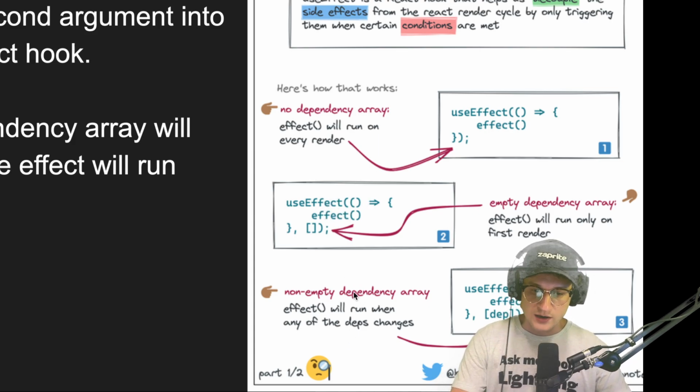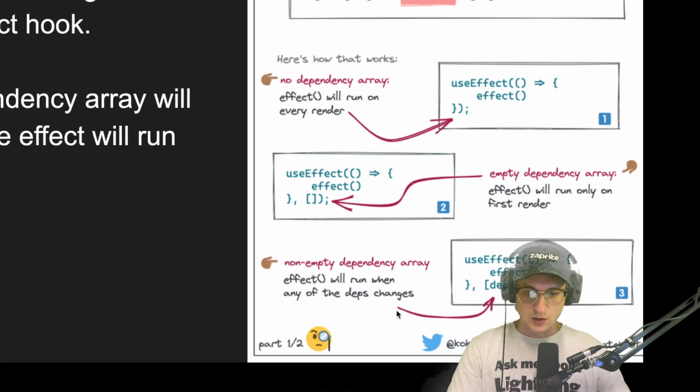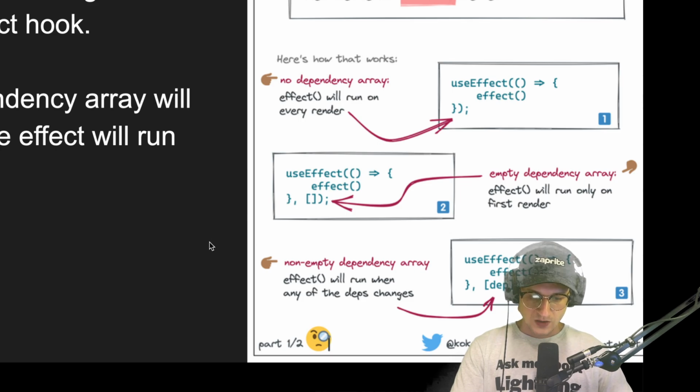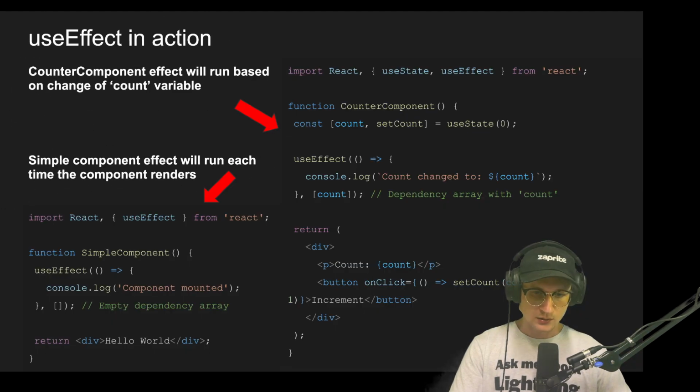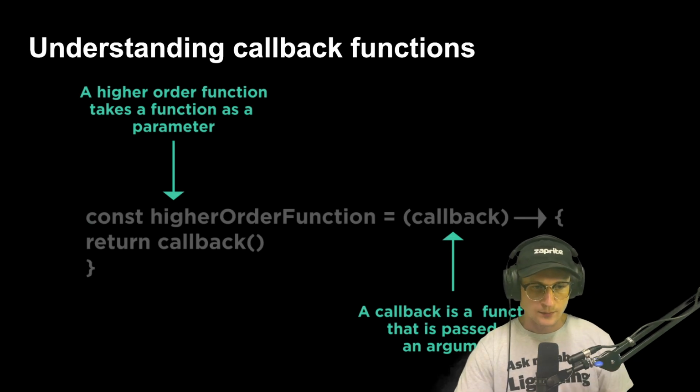And then we've got non-empty dependency array. The effect will run when any of the dependencies inside of it change. Okay, so we'll see this in action pretty soon. So these are the examples that we just went through.